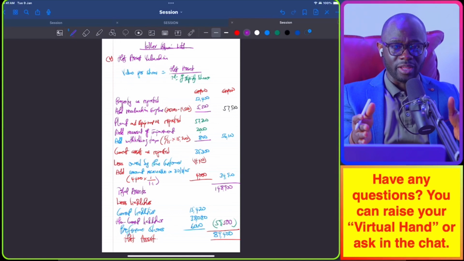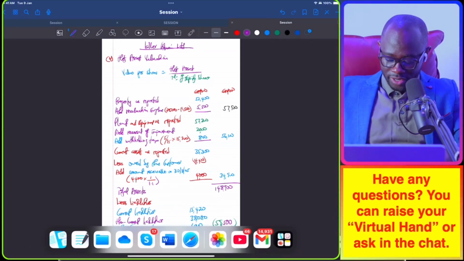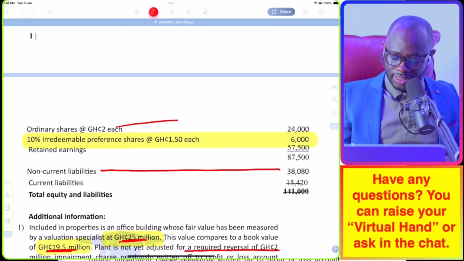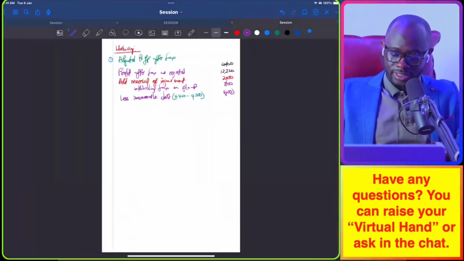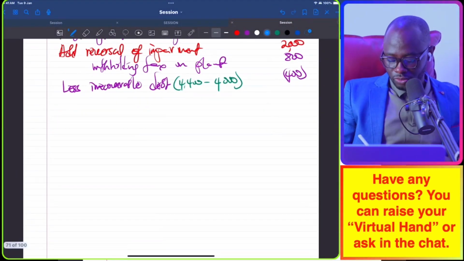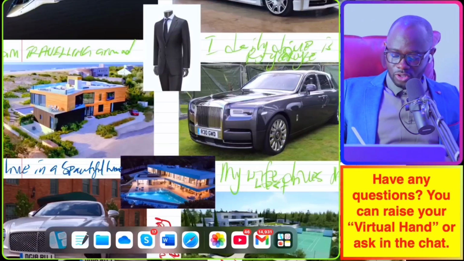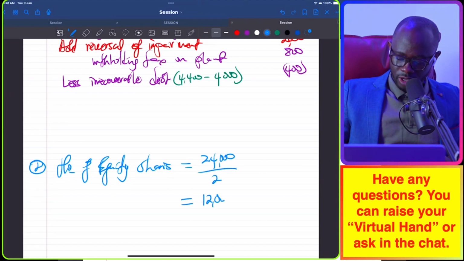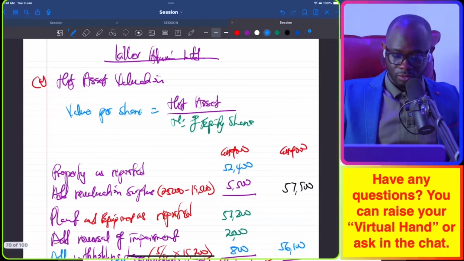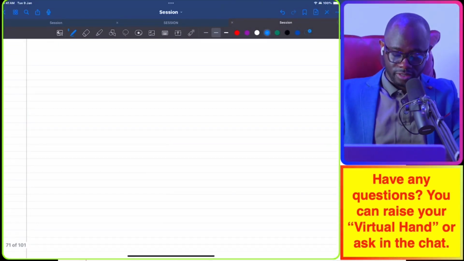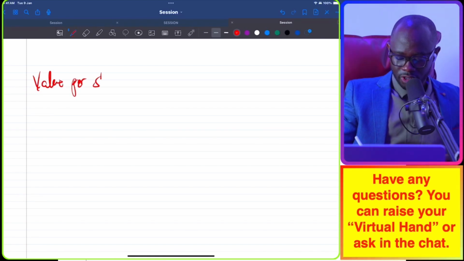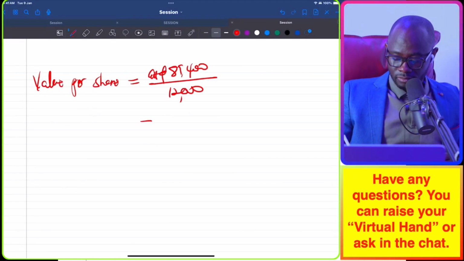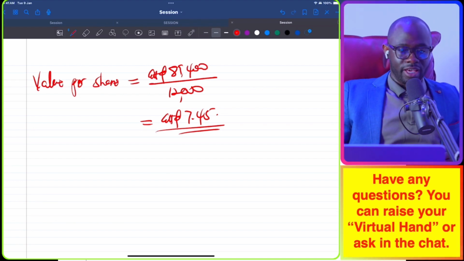Remember, you are doing all this in 27 minutes. So speed and accuracy, right? Now we need the number of equity shares. We are told here that ordinary shares are 2 Ghana cedi each. So in Workings 2, the number of equity shares is 24,000 divided by 2, which is 12,000. So now we can calculate the value per share, which is the requirement of the question. Our net asset, 89,400, divided by 12,000 gives 7.45. That's the answer to the A aspect of the question.